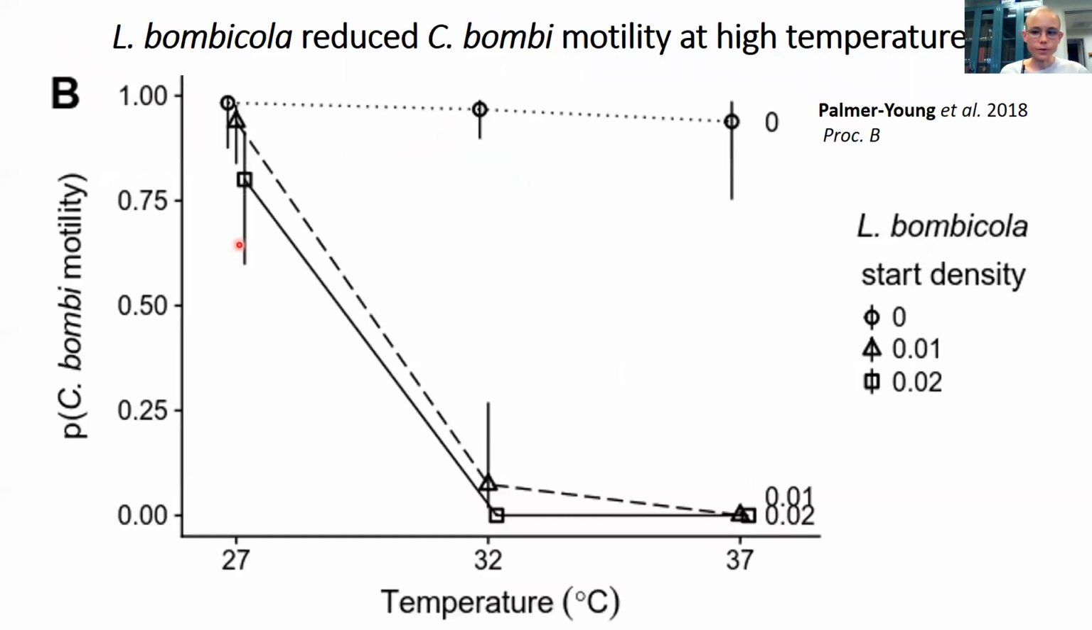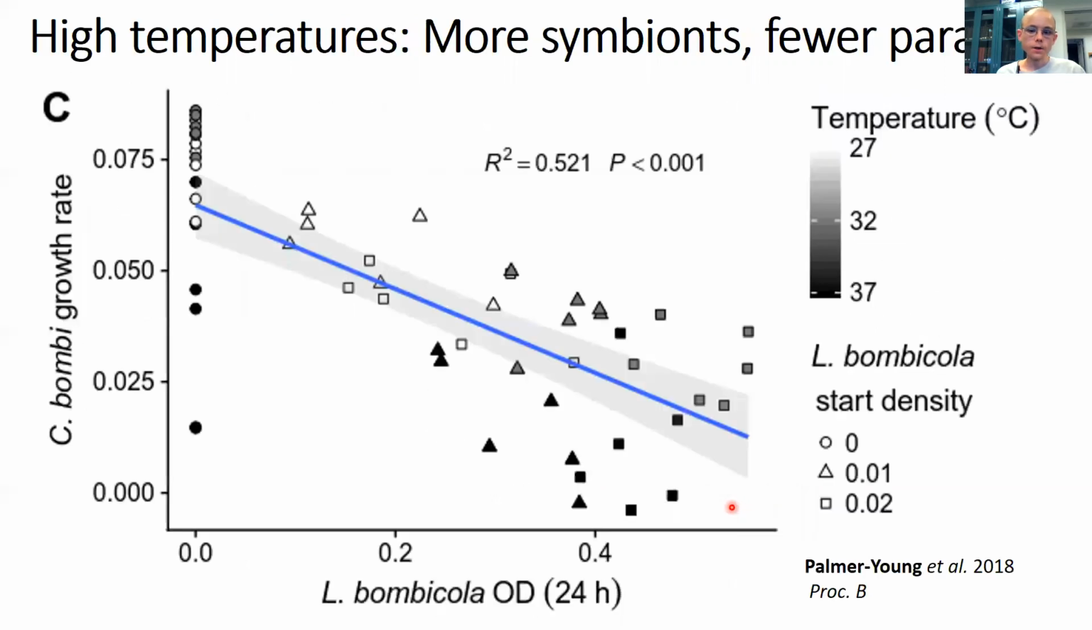The presence of the symbiont had dramatic effects on parasite cell motility at the higher temperatures, whereas monocultured parasites maintain their motility up to 37 degrees. I found virtually no motility above 27 degrees for parasites that were co-cultured with symbionts. Symbionts grew faster at higher temperatures, and the faster the growth of the symbionts, the slower the growth of the parasites.